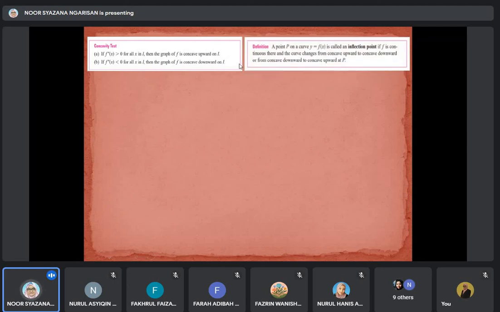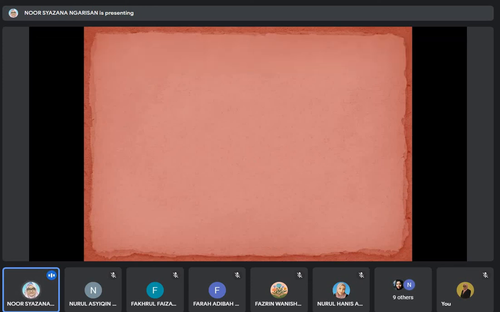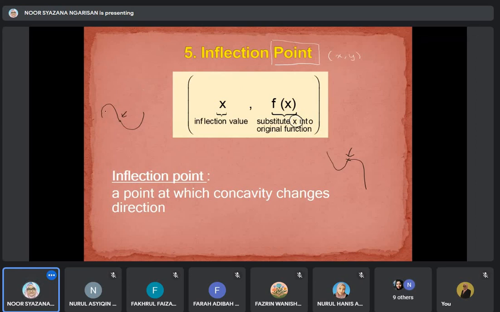Definition: a point P on a curve y equals f(x) is called an inflection point if f is continuous there and the curve changes from concave upward to concave downward or from concave downward to concave upward. So kat sini dia explain what is inflection point. Dia kata bila graph tu berubah daripada upward kepada downward ataupun daripada downward kepada upward. Ini yang kita dah discuss tadi. Ini downward dulu sampai kat inflection point jadi upward. This one upward dulu, senyum, sampai kat inflection point tukar jadi downward.